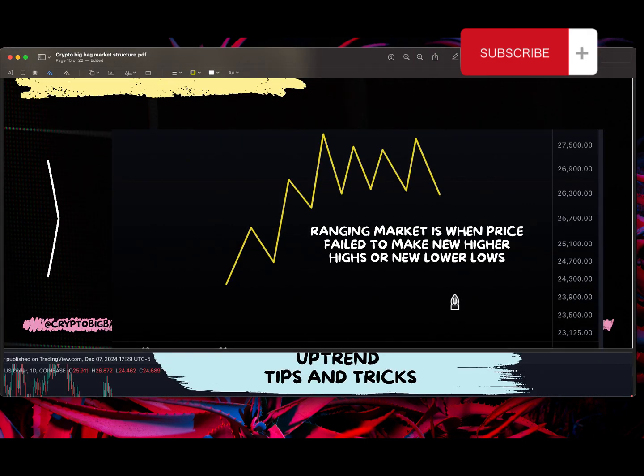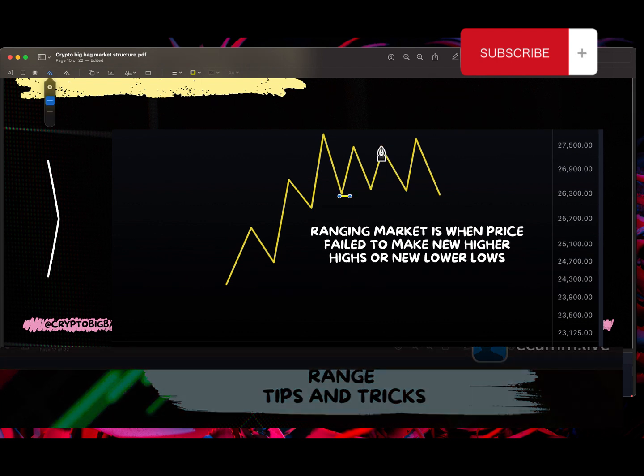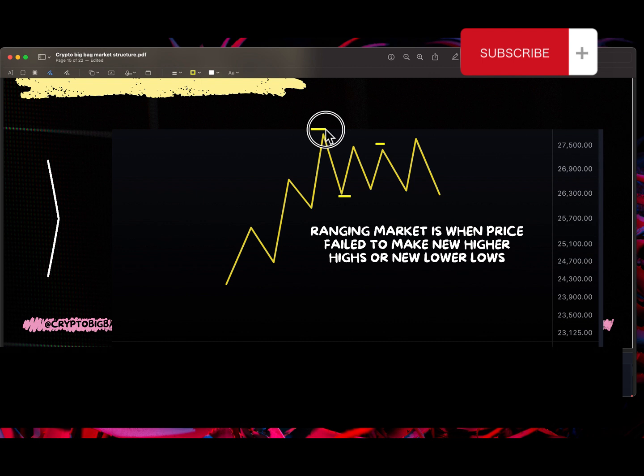A range is when the market or price fails to make a new higher high and fails to make a new lower low. For example, price comes up, creates a high, pulls back. It's expected to create a higher high, but it fails to do that and creates a lower high. Now it's coming down, but fails to go lower than this low. It goes back up and fails to go higher than this high.